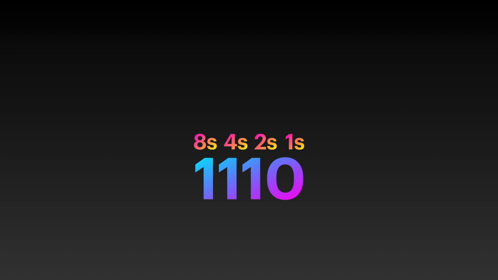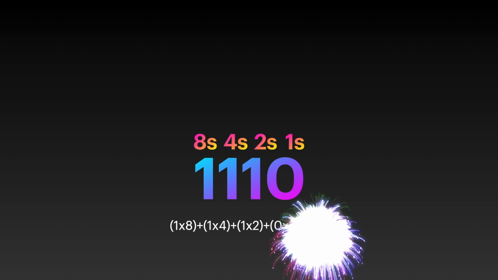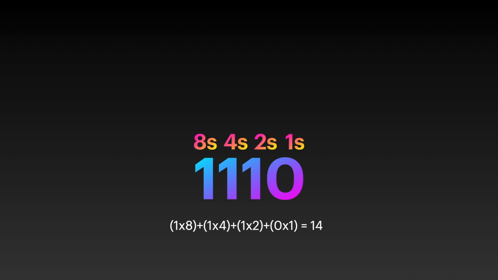If there's a 1 under the 2, there's a 2 in the number. If there's a 1 under the 1, there's a 1 in the number. So you have to add all those up. In this case, we have 1 times 8 plus 1 times 4 plus 1 times 2 plus 0 times 1, which is a 0. So you're left with 14, right? Yeah. You can calculate that out for yourselves.